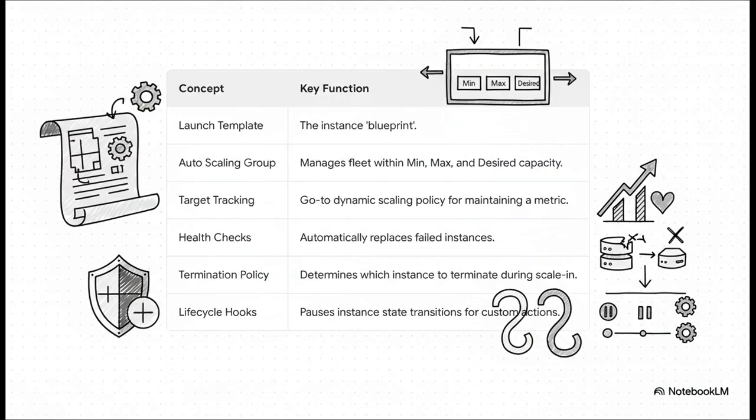The launch template is your blueprint. The autoscaling group is your container with those min, max, and desired settings. Target tracking is your go-to scaling strategy. Health checks give you that self-healing power. The termination policy decides who gets cut, and lifecycle hooks give you that critical pause button.